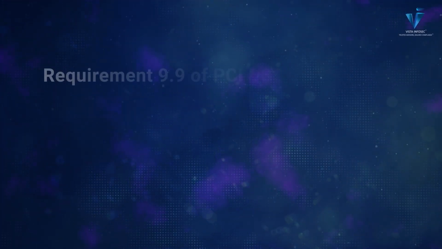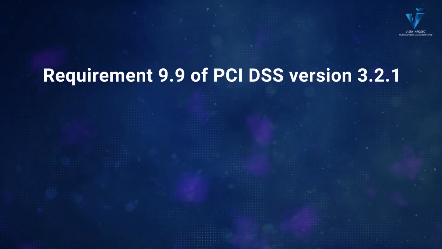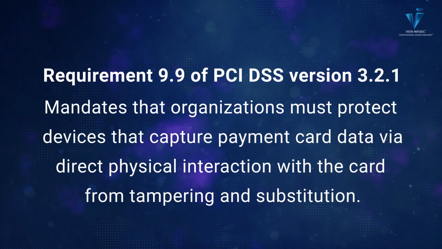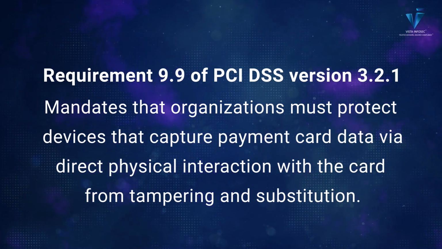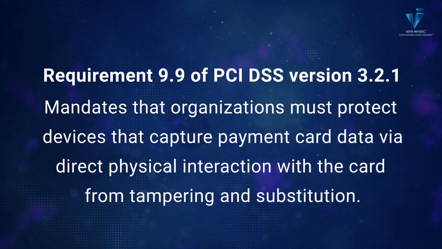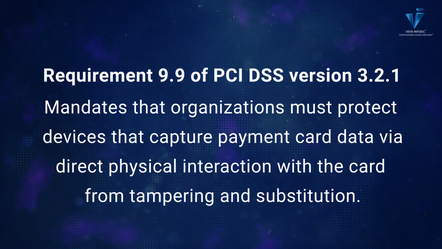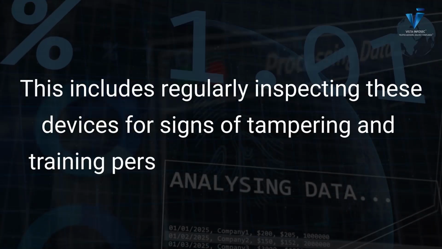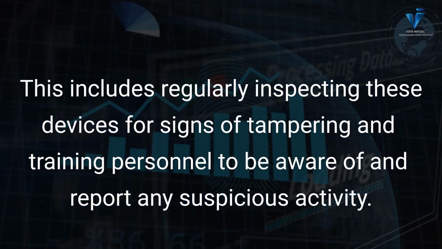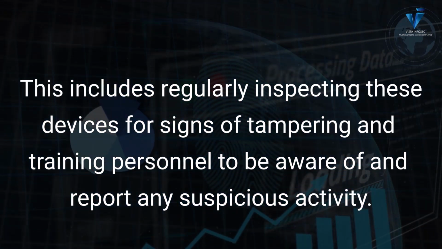Next, we come to requirement 9.9 in the older version, which mandated that organizations must protect devices that capture payment card data via direct physical interaction with the card from tampering and substitution. Now, this included measures such as regularly inspecting these devices for signs of tampering and training personnel to be aware of and report any suspicious activity.